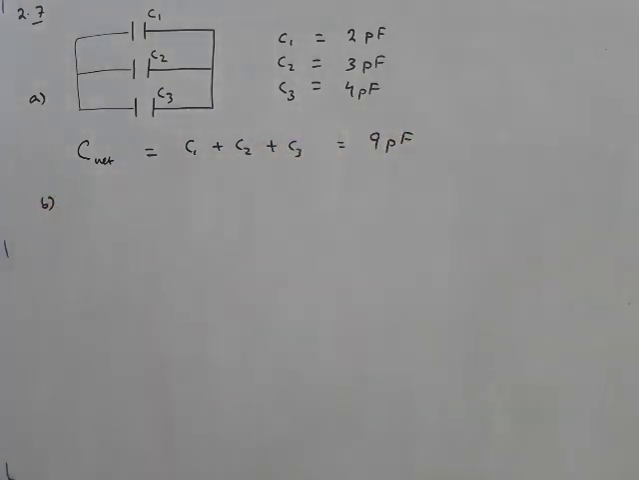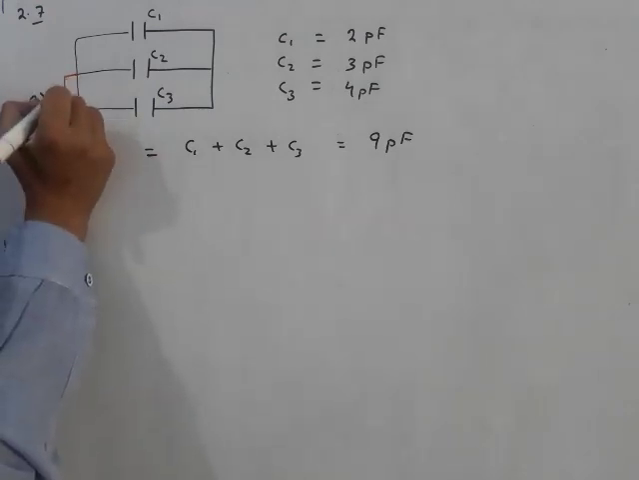Now in bit B what they ask: determine the charge on each capacitor if the combination is connected to a 100 volt supply. So this combination of three capacitors is connected to a 100 volt supply.